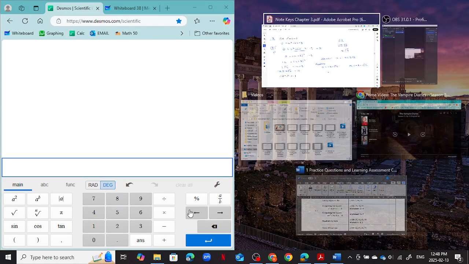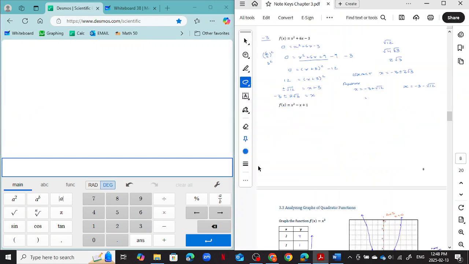Let's see if I can get this calculator to show a little nicer. Okay. Ooh, it's tiny.